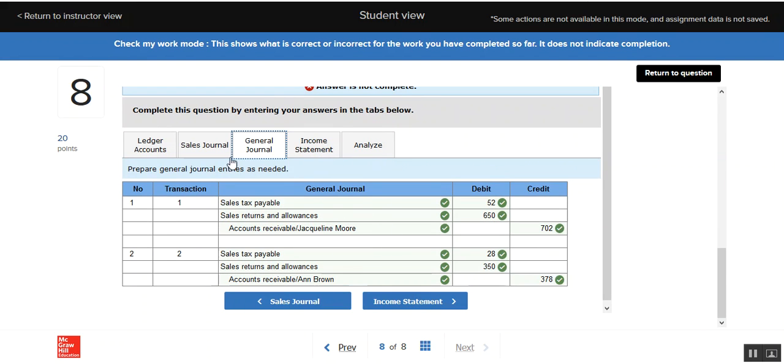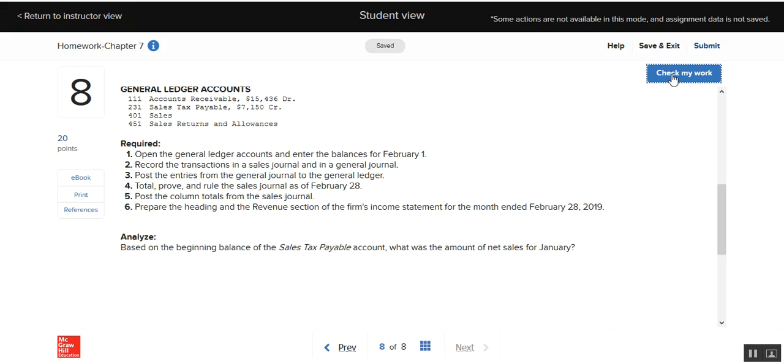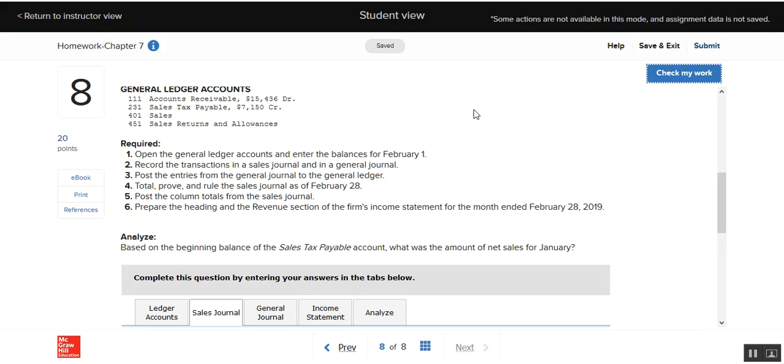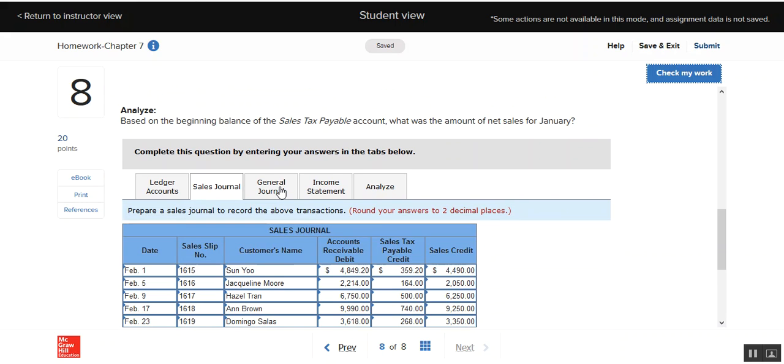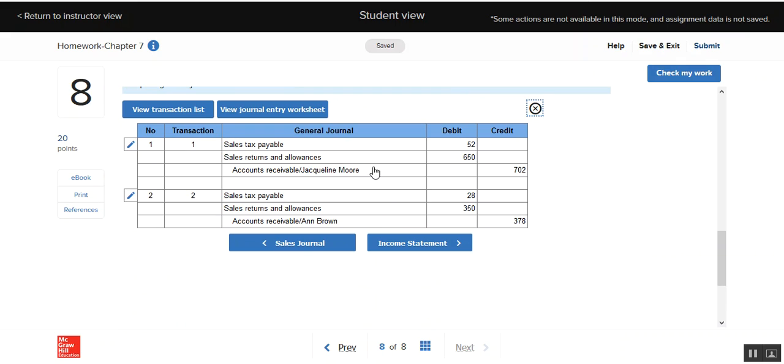We haven't done these last two, and we've done requirement 1, we've done requirement 2. So we're down to requirement 3. It says post the entries from the general journal to the general ledger. All right, so this is usually where students get tripped up, is the posting part. So that says post from the general journal to the ledger. So you're going to start here, and you're going to post each one of these exactly like we've posted in past chapters. So sales tax payable has a debit of $52.